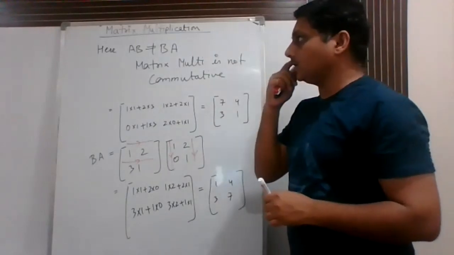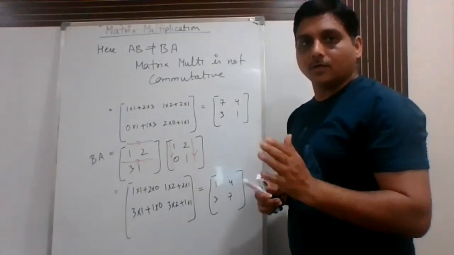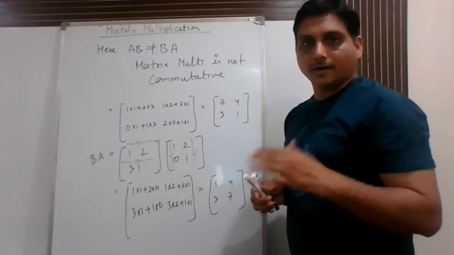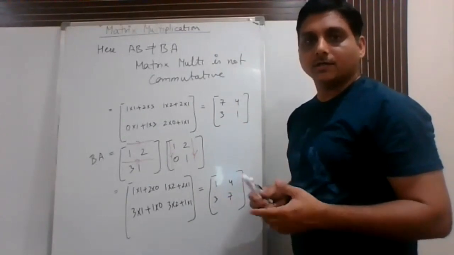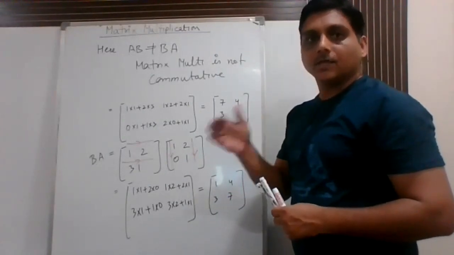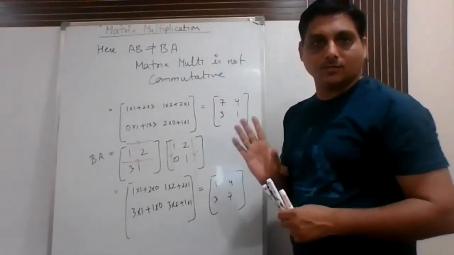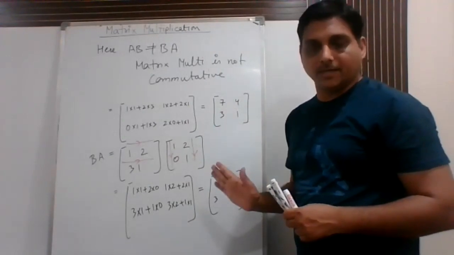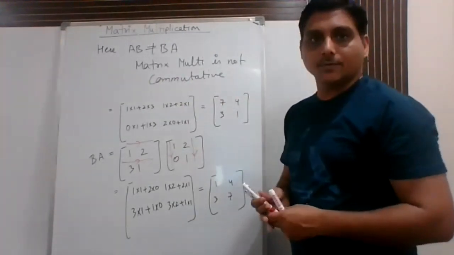As you know that product of real numbers, that is commutative, because whether you do A into B or B into A, for numbers, it is commutative. But for matrices, it is not commutative. Commutative means A into B is equal to B into A. But in matrices, from this example, we can observe that AB is not equal to BA. So we can conclude that matrix multiplication is not commutative.